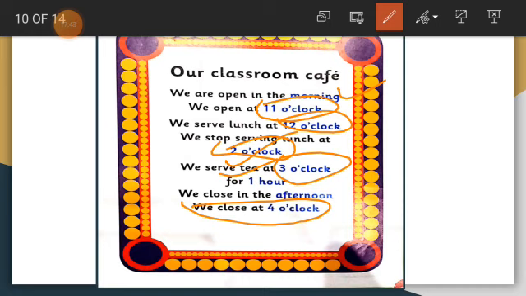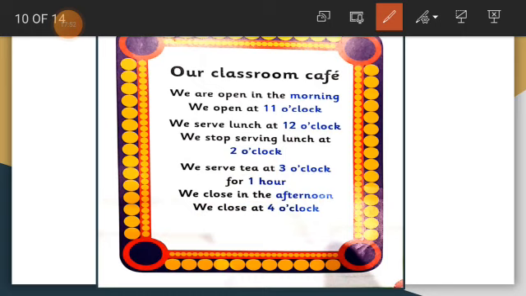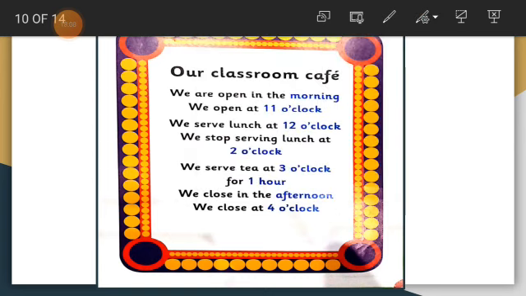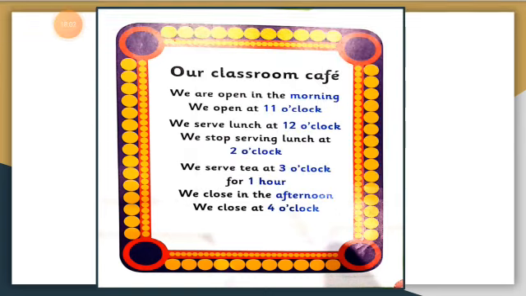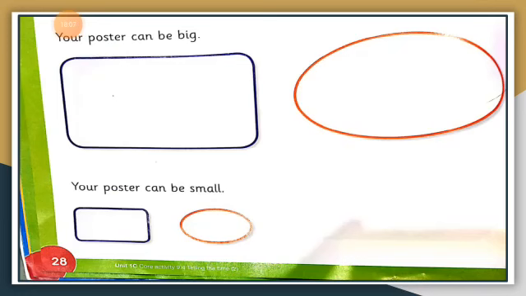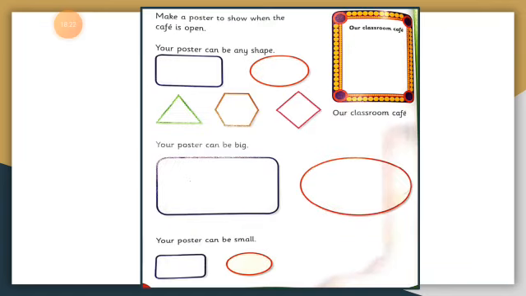Fine, on page number 27 and page number 28. I think everything is clear now. Now you can easily make the poster for your classroom cafe or any other cafe. Okay, you can also practice at home. Make any one poster and write the timing, opening timing or closing time. It's up to you. Any one timing you can write inside the poster.